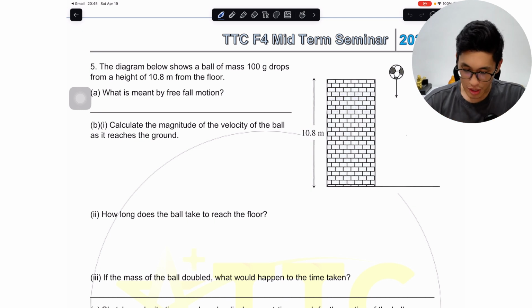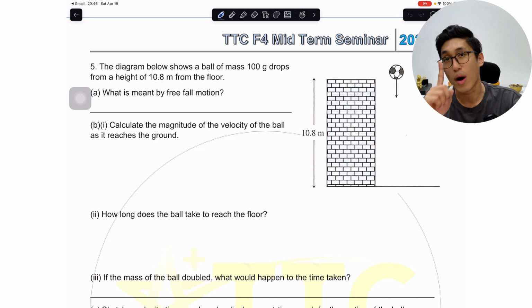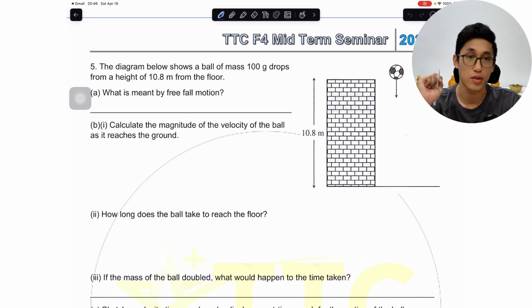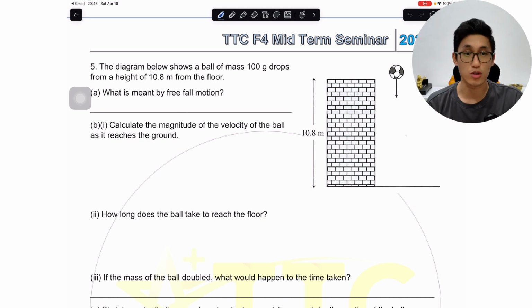Now, the diagram below shows a ball, mass 100 grams, dropped from a height of 10.8 meters from the floor. What is meant by free fall motion? Okay, so free fall basically means that when the object falls down, there is only one thing acting on the object. What is that one thing? It's gravity. Yeah, only gravity is pulling the object down.